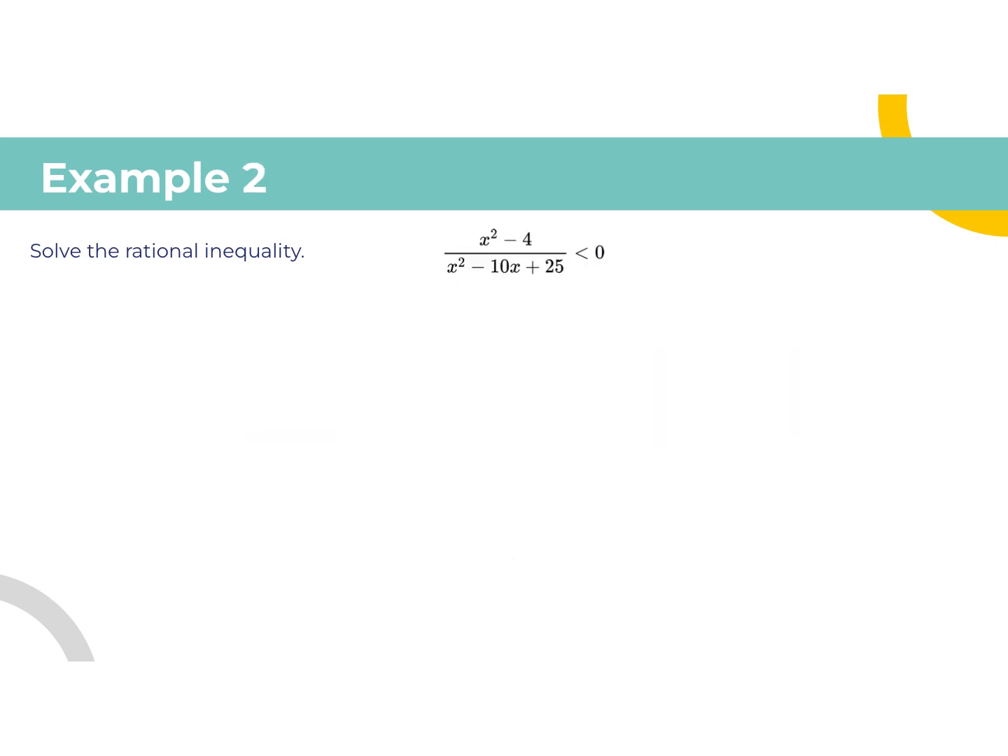In example 2, we have another rational inequality, but this time our polynomials in the numerator and denominator are not factored. So that's going to be my first step. My numerator factors into x minus 2 times x plus 2. My denominator factors into x minus 5 times x minus 5.